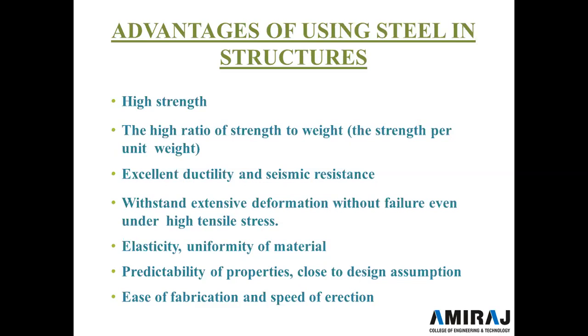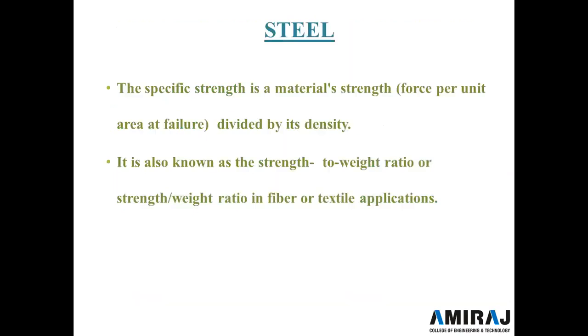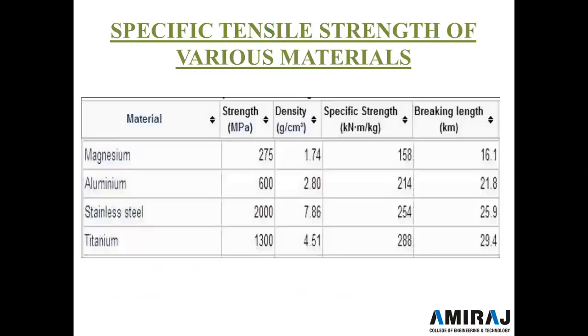Unlike masonry or reinforced concrete, steel can be easily recycled. It is environment friendly, right? So these are the advantages of steel in a structure. Now the specific strength is a material's strength divided by its density, and it is also known as the strength to weight ratio or strength by weight ratio in fiber or textile applications, right? The specific tensile strength of various materials like magnesium, aluminum, stainless steel, titanium is mentioned in this table.